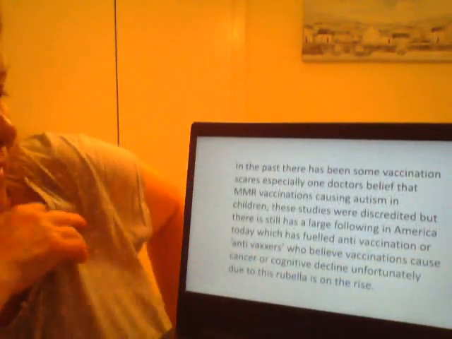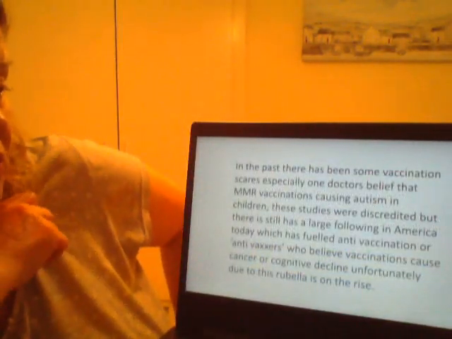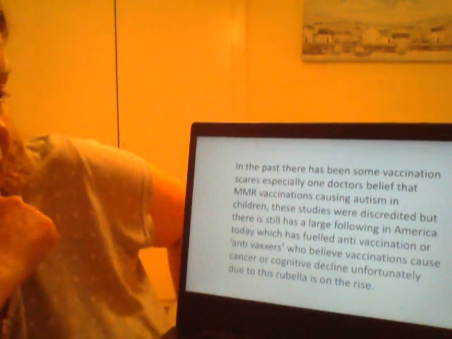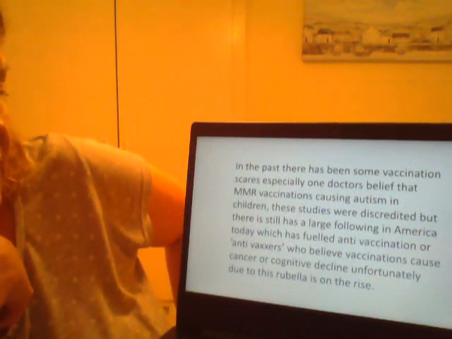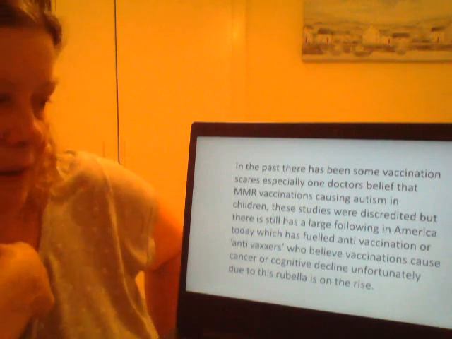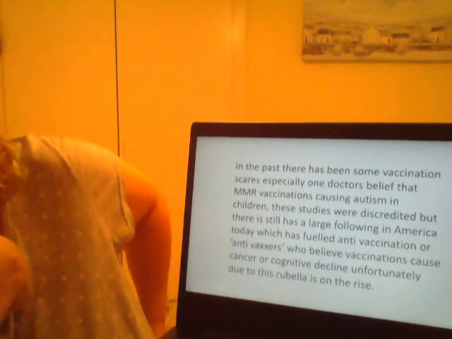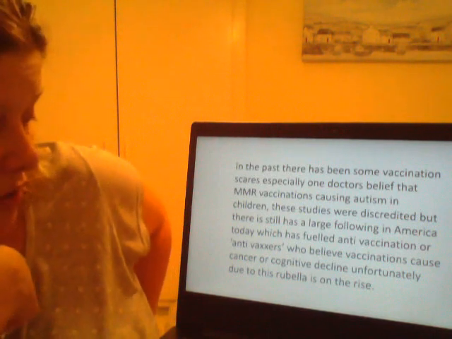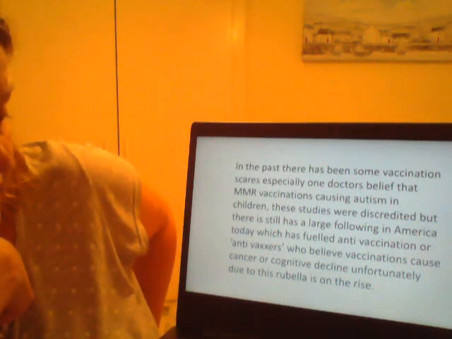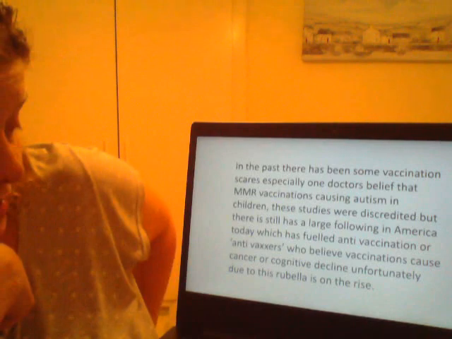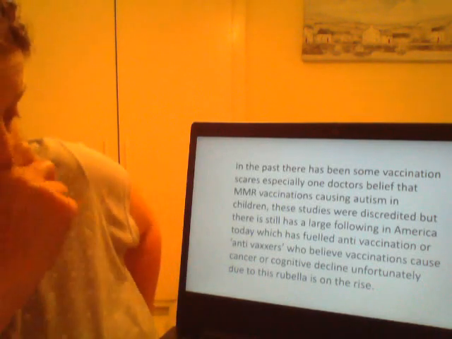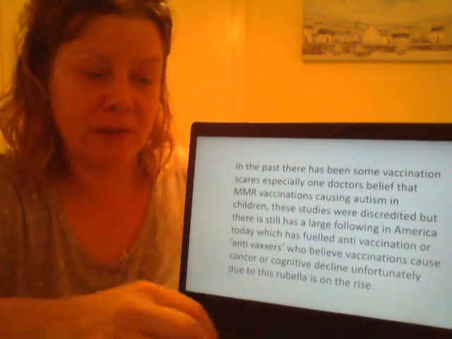In the past, there have been some vaccination scares, especially one doctor who believed that the MMR vaccine caused autism in children. These studies have since been discredited, though today there are still anti-vaccination campaigners, or anti-vaxxers, who believe vaccinations cause cancer or cognitive decline, or autism in some cases. Unfortunately, due to this, rubella is on the rise.